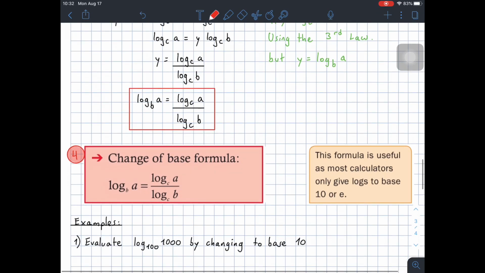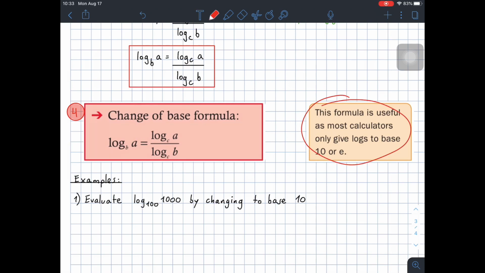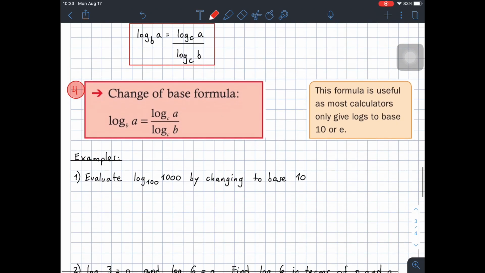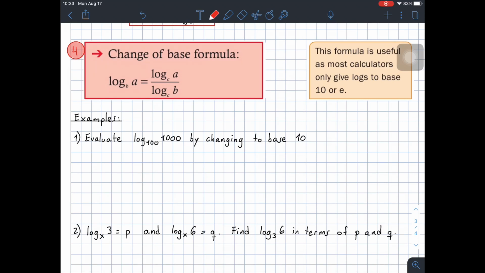Here it says change of base formula. If I have log base b of a, I can change it to a different base by doing this: log base c of the argument divided by log base c of the previous base I had, okay? Here it says this formula is useful as most calculators only give logs to base 10 or e. In our particular case, we can define different bases, so this is not an issue for us. But it's important for you to know how change of base works, especially for paper 1 exercises where you're not allowed to use a calculator. Okay, so let's see some examples to see how change of base applies.